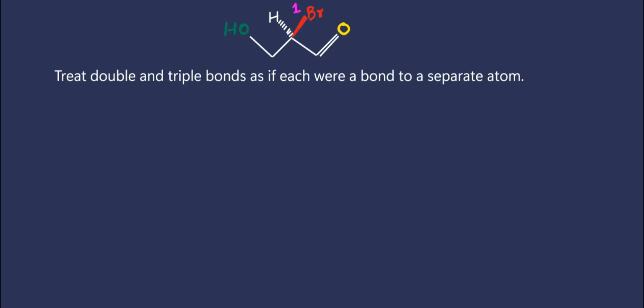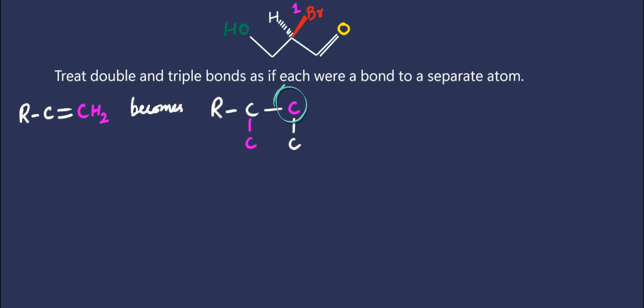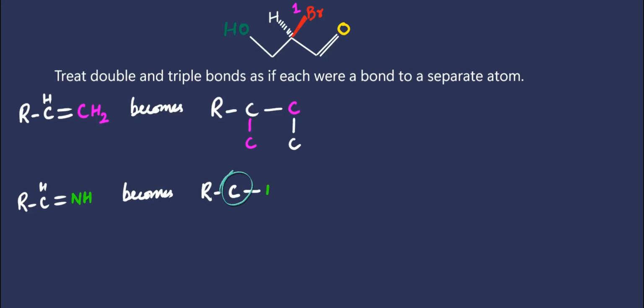to a separate atom. For example, consider this double bond between a white carbon and pink carbon. It means the white carbon is bonded to 2 pink carbons and pink carbon is bonded to 2 white carbons. Consider this imine, a double bond between white carbon and green nitrogen. It means white carbon is bonded to 2 green nitrogens and nitrogen is bonded to 2 white carbons.